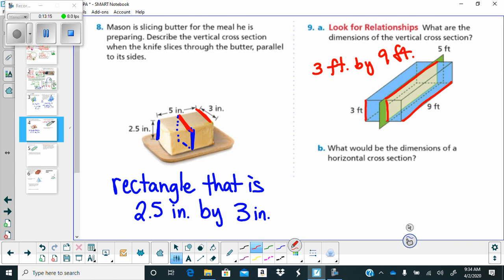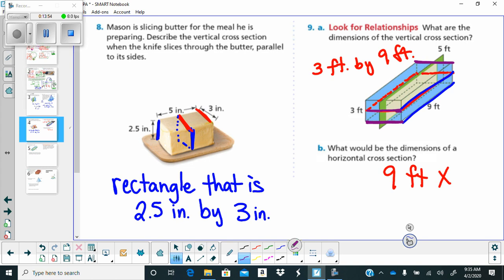Okay. What would be the dimensions of a horizontal cross section? Okay, if I drew a horizontal one, it's so hard to draw. I feel like this. That like this. So it would be 9 feet by, this, let's see. This would be 9, so that would be 9. And this one right here would be 5 because this is 5. So this is 5. All right.